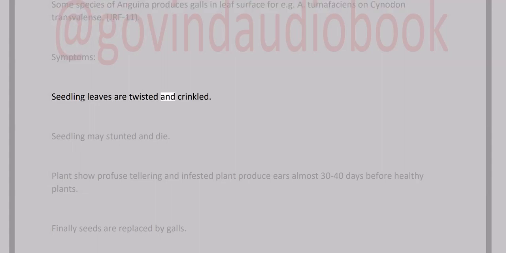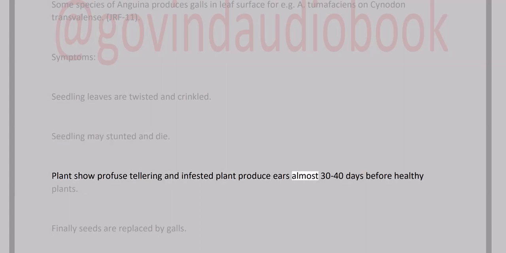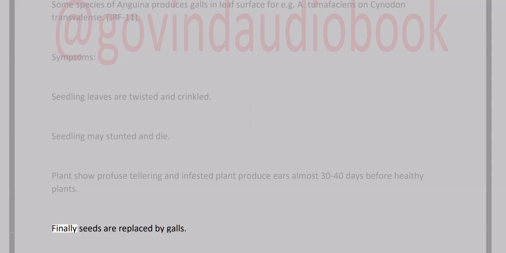Symptoms: seedling leaves are twisted and crinkled. Seedlings may be stunted and die. Plants show profuse tillering, and infested plants produce ears almost 30 to 40 days before healthy plants. Finally seeds are replaced by galls. The most important character of this nematode is the conversion of grains into cockles or galls.